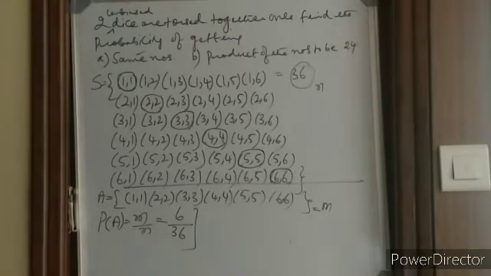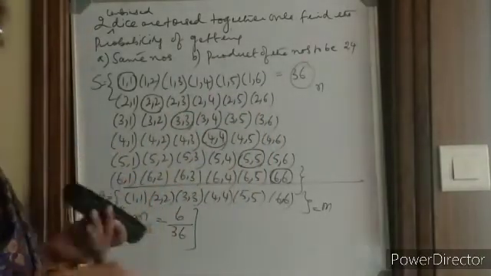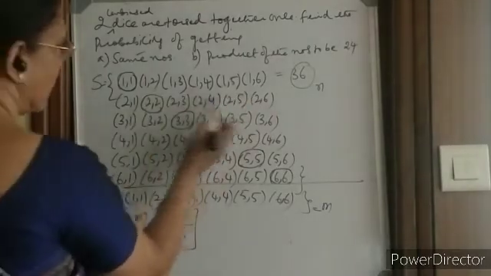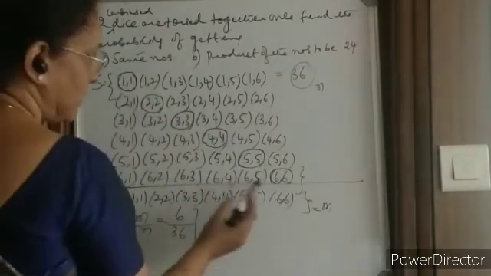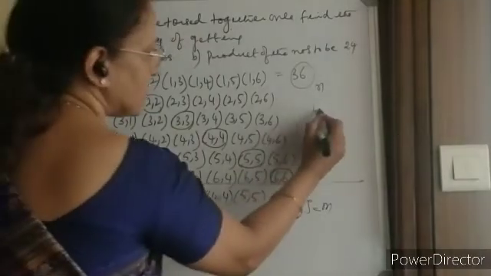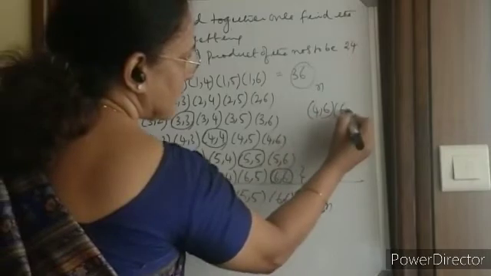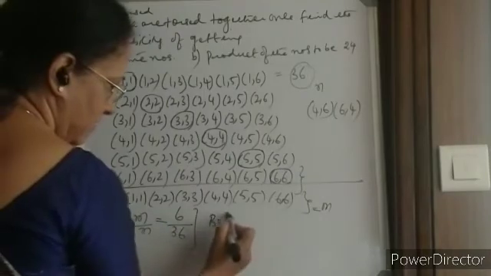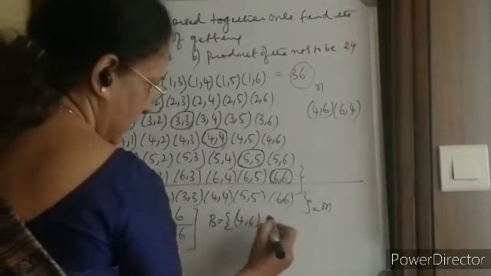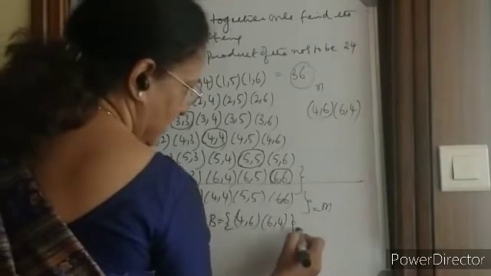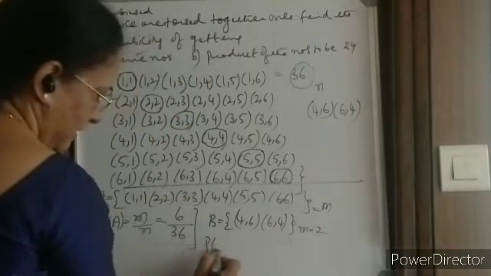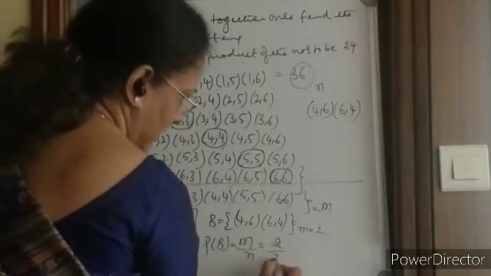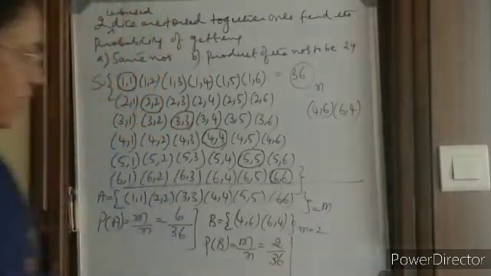Now the second one is product of the numbers. Product means if you multiply the two numbers, the answer should be equal to 24. Which are the combinations here? You multiply 1 with 1, 1,2, nothing is possible. There are only two combinations. One is 4 sixes are 24, another one is 6 fours are 24. So if you take this as B, it is 4,6 and 6,4. In this case m is equal to 2. So probability of B equals m by n, which is 2 divided by 36. This will be the answer.